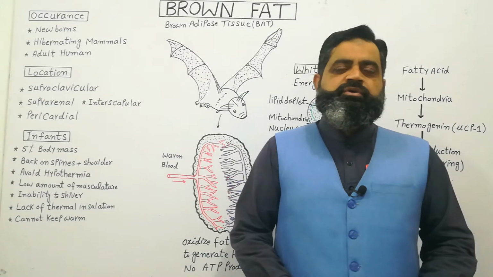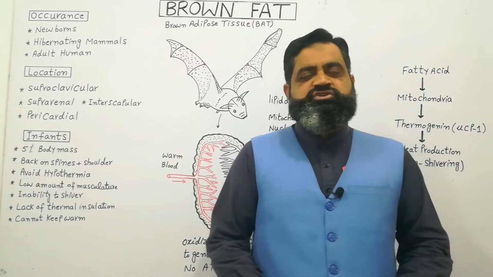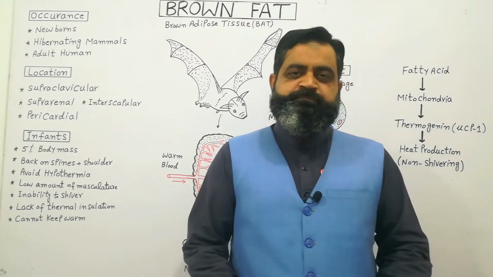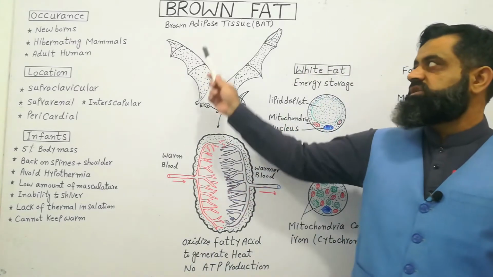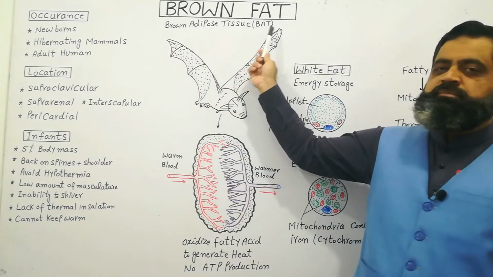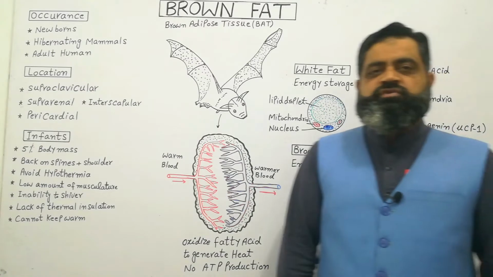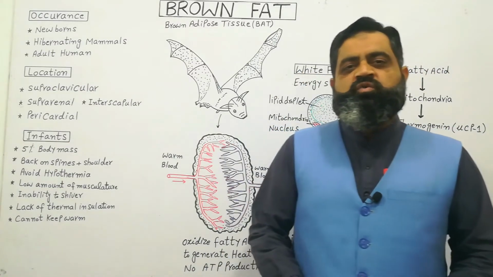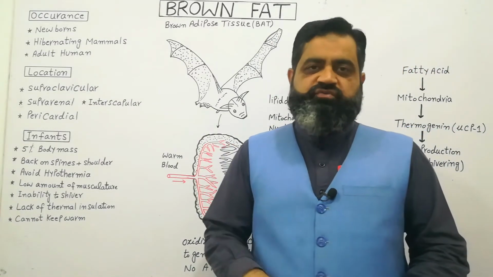Today we are going to discuss the structure and function of brown fat. Brown fat is also known as brown adipose tissue, BAT. First of all, we are going to see which animals have brown fat.